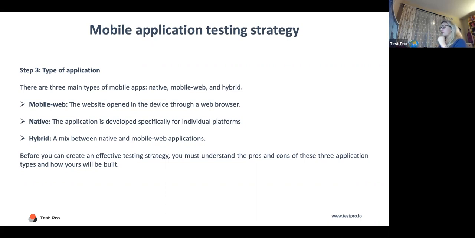Before you create an effective test strategy, you must understand everything about the 3 application types, and you're supposed to be clear about the type of your application. The easiest way to find out is to ask your product manager, speak with the developers, and confirm that, for example, your application is hybrid or just native. That will help you figure out your future testing strategy. So you're definitely supposed to figure out the type of application.